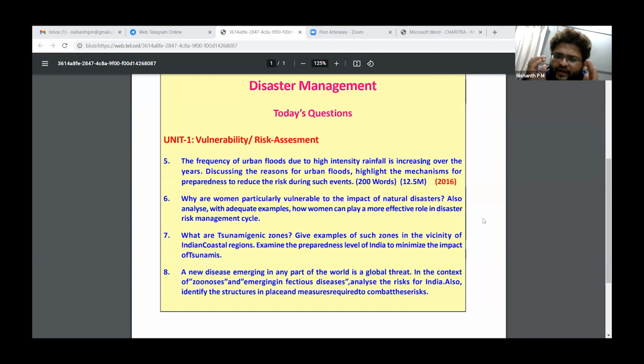So first you need to give the reasons for urban floods, and then what are the mechanisms for the preparedness, that means solutions to reduce the risk during such events. So basically you can divide this answer into the reasons, mechanisms for preparedness, and then mechanisms for preventions also. Though the answer is not asking you directly about preventions, but now you can see the urban floods are a very common feature, be it Chennai, Hyderabad, Mumbai, all these are categorized as urban floods.